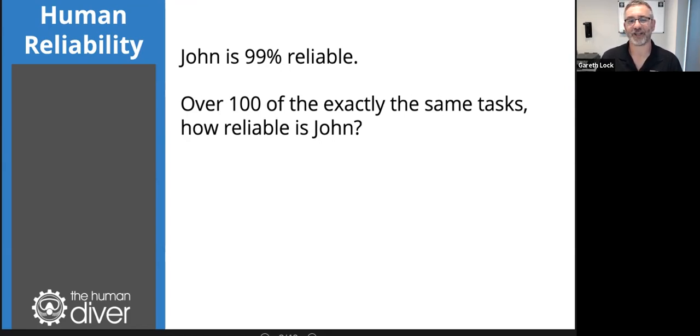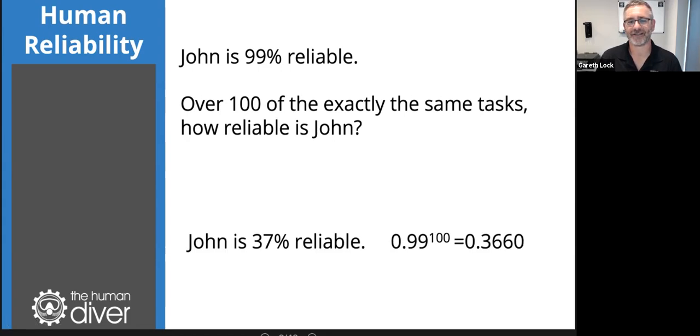Aha. Actually, the answer is 37%, because what we're doing is we've got compound decisions. And this is one of the problems we have, that we think we are going to be more reliable than we actually are. And this is one of the reasons why in high-risk industries, they recognize this human performance and the way that we make those mistakes.